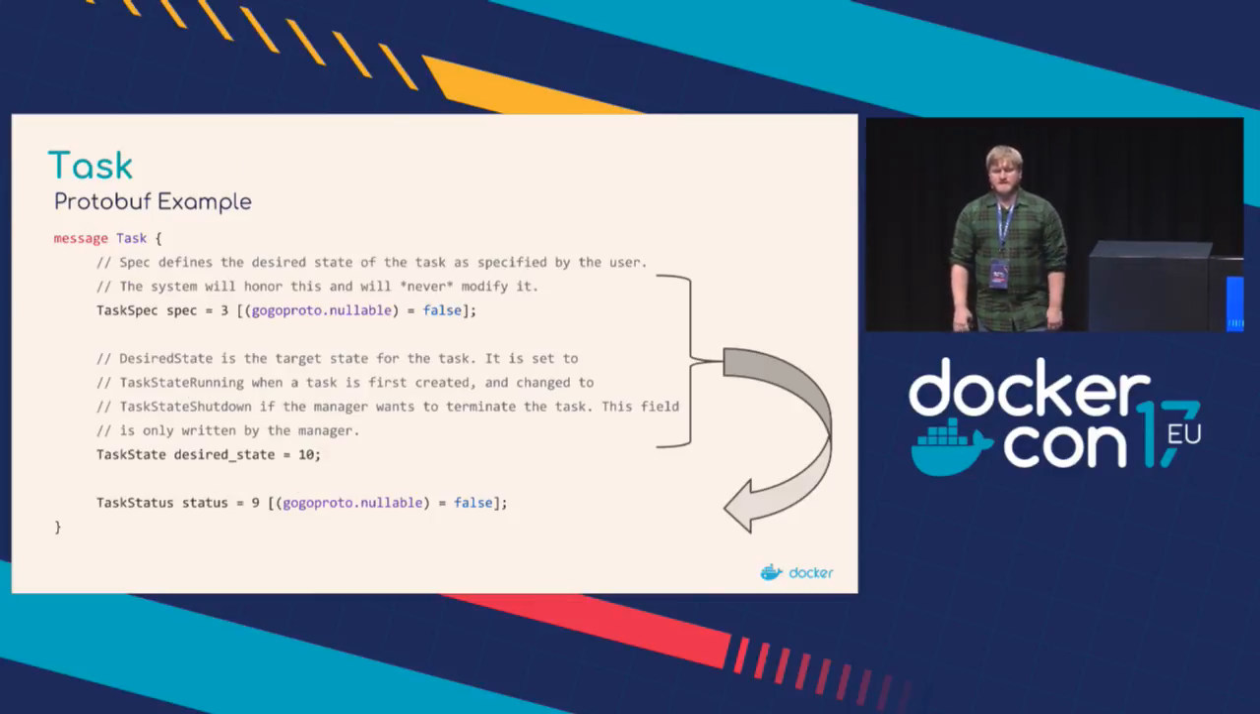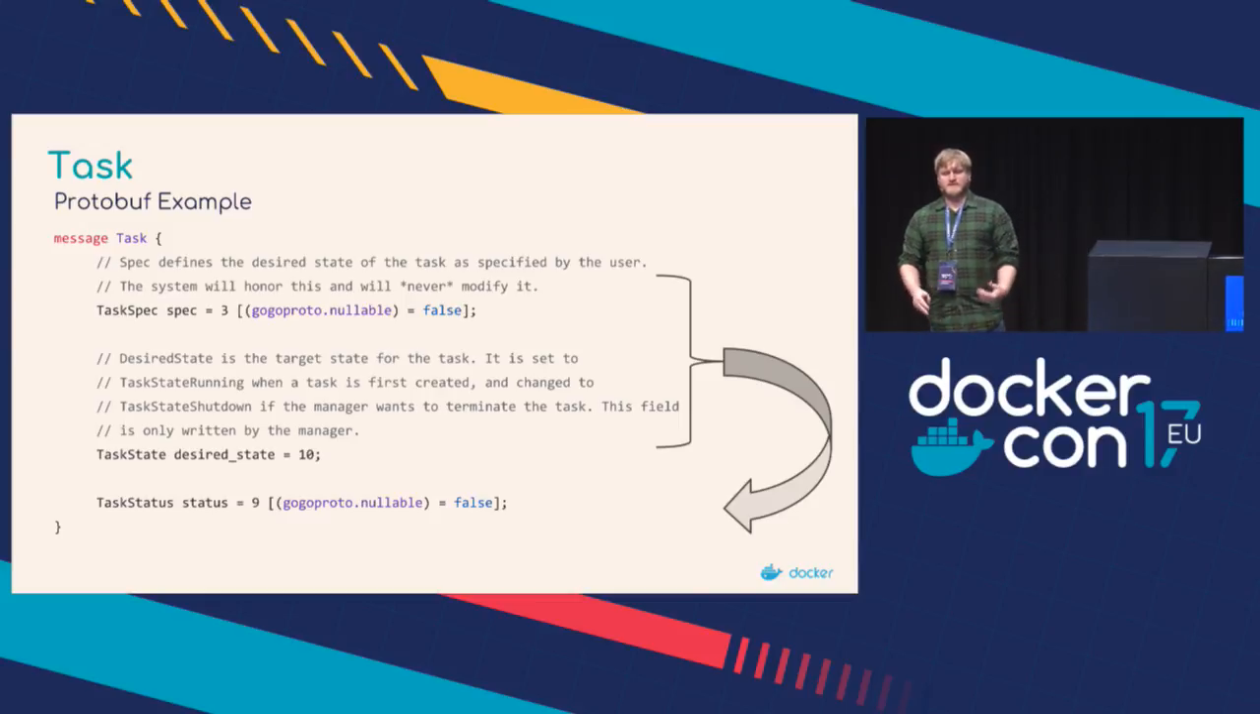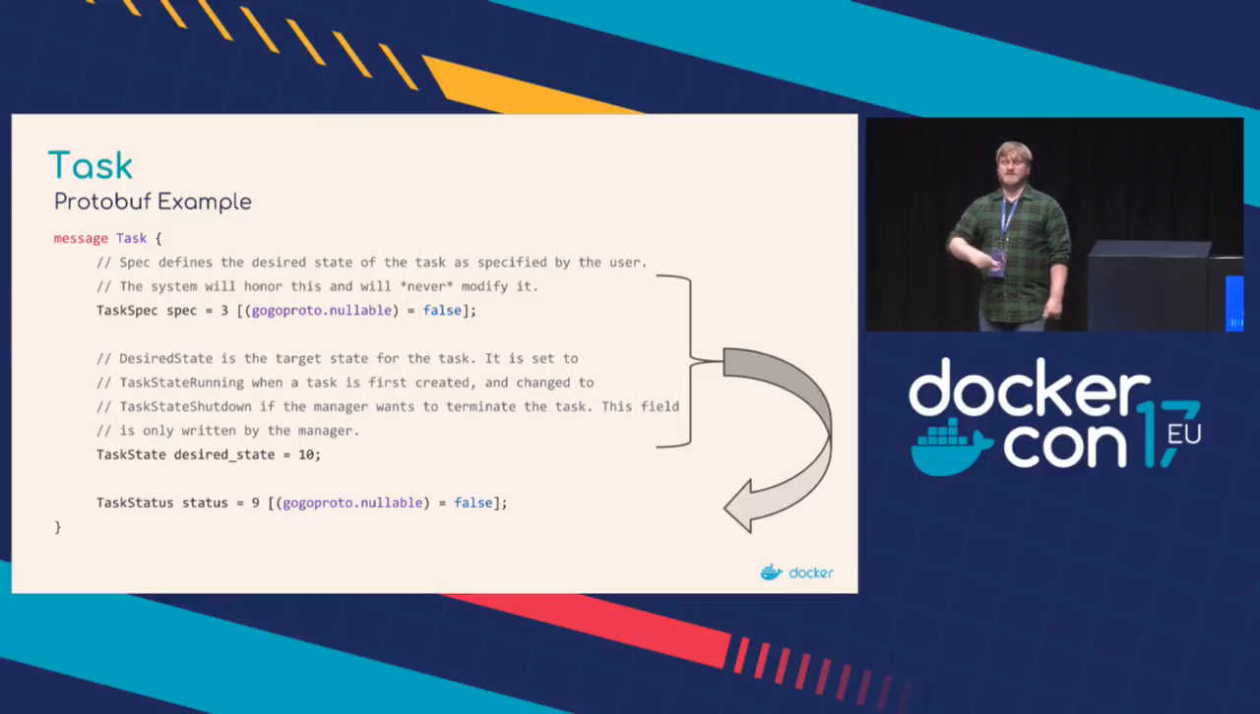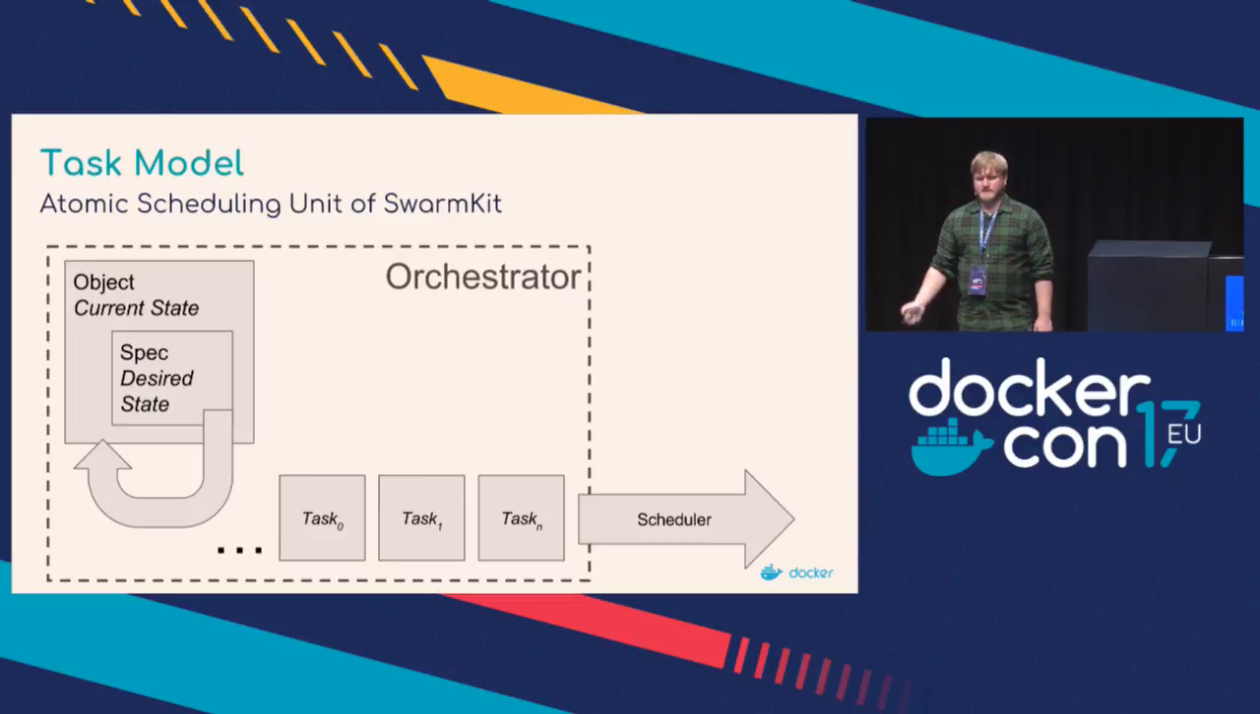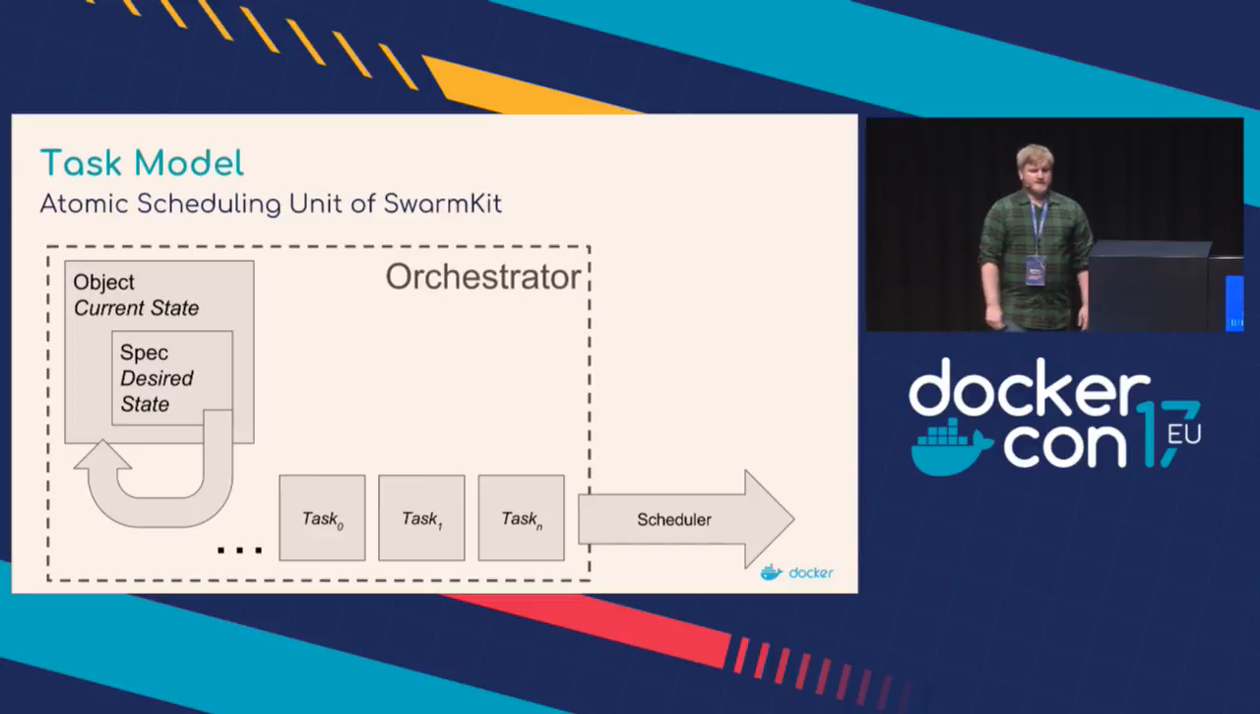So this is the task, and this is the meat of this talk right here, where we take the task spec and the desired state, and we're going to be feeding that back into the task status. And going back to our control theory diagram, this is what's happening inside of the orchestrator. I'll talk a little bit about some of the challenges that come with this over the next few slides.